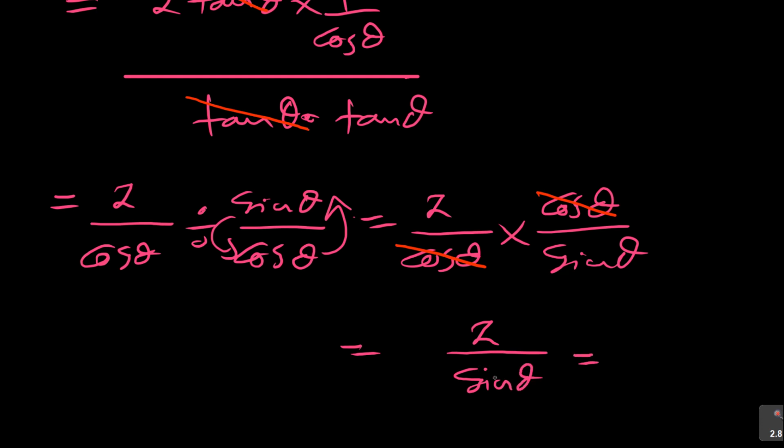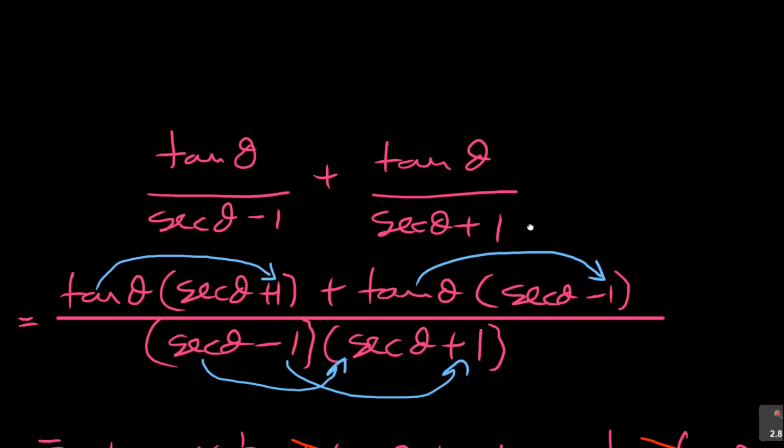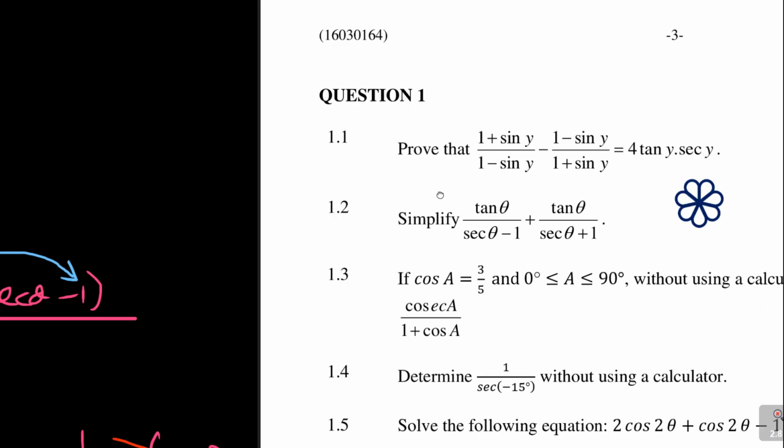And this, remember, sine over sine theta is the same as 2 cos sec theta. Then this becomes our final answer there. So this thing simplifies to 2 cos sec theta. You can test this thing. What you do, you go to the original.